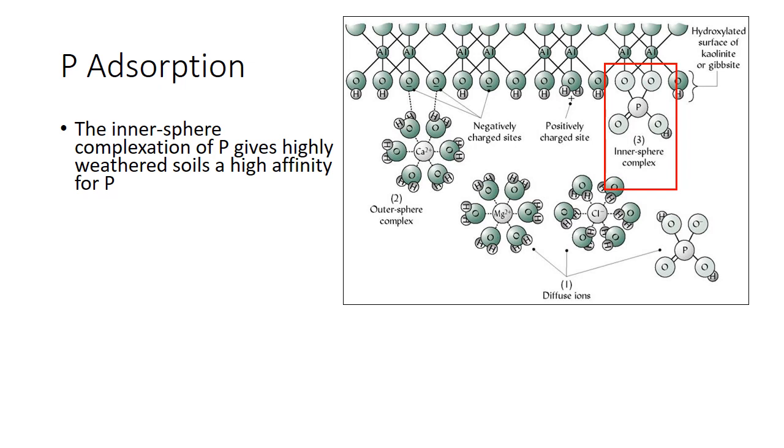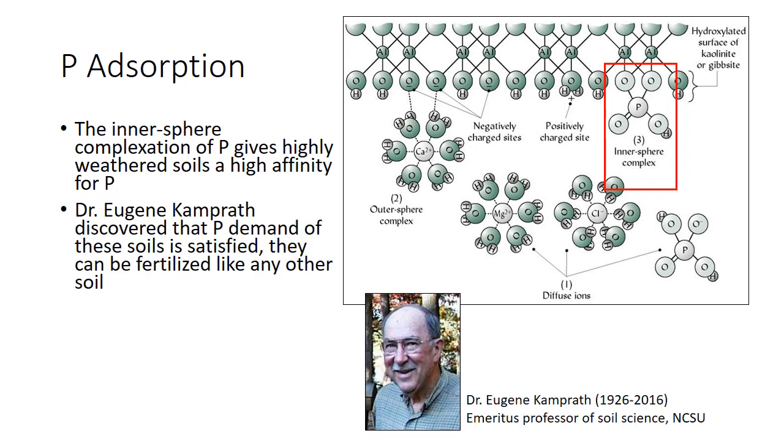So the inner sphere complex of phosphorus, generally these inner sphere complexes form in highly weathered soils, or soils with a high affinity for phosphorus. And one man who was actually one of my former professors, Dr. Eugene Campreth, discovered that once the phosphorus demand of these soils is satisfied, these soils can actually be fertilized like any other soil.